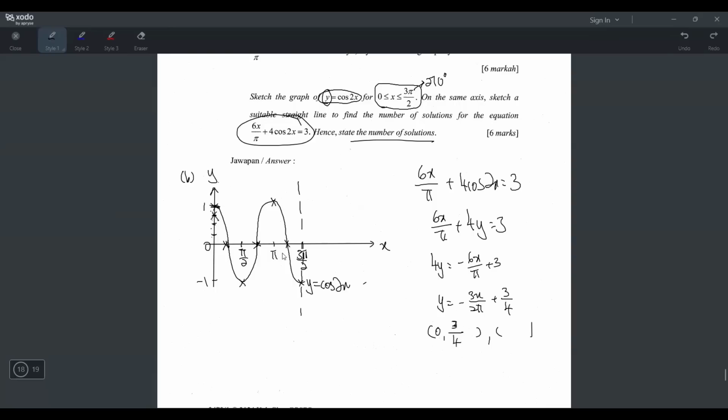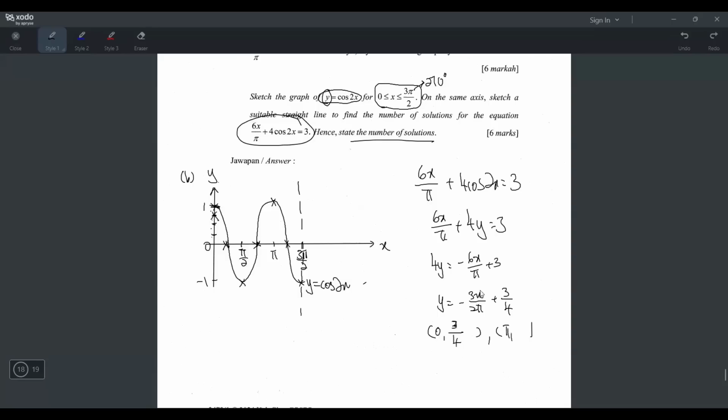Okay, now I need to find another point so that I can join them together. So which point do you want to use? I recommend don't use 2 pi, because if you use 2 pi, you don't have 2 pi in your axis, right? So you can't plot that point. So you can choose what? Maybe you can choose pi. So when you choose pi, what happens?